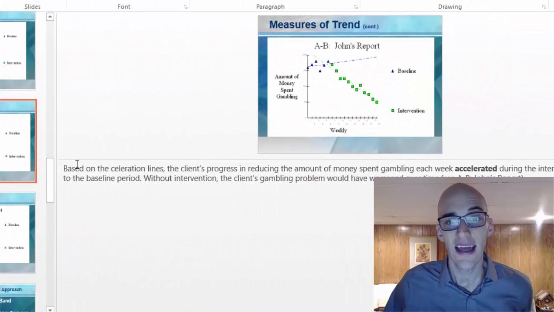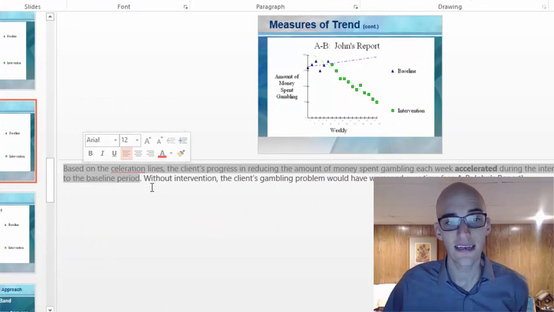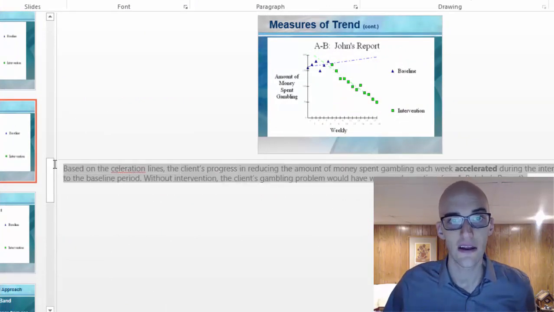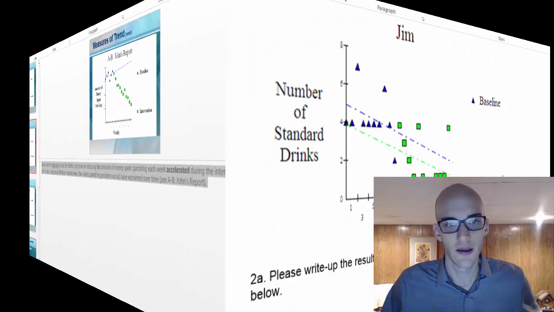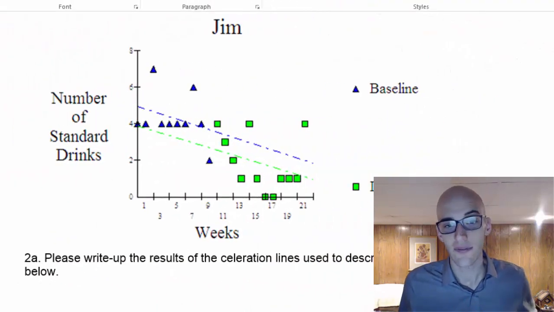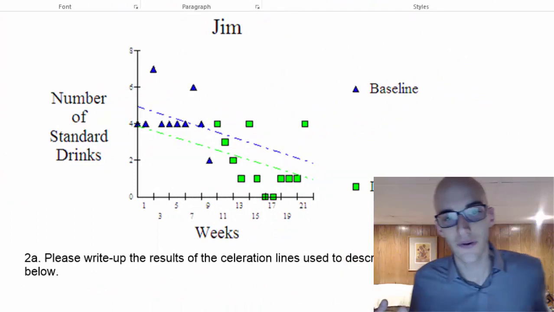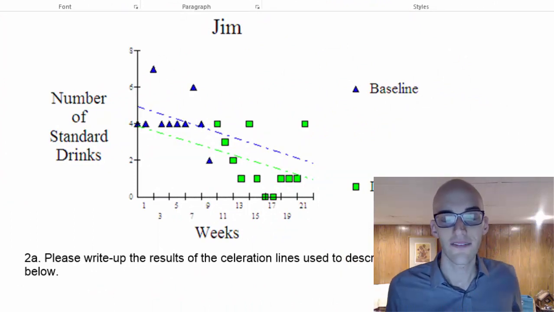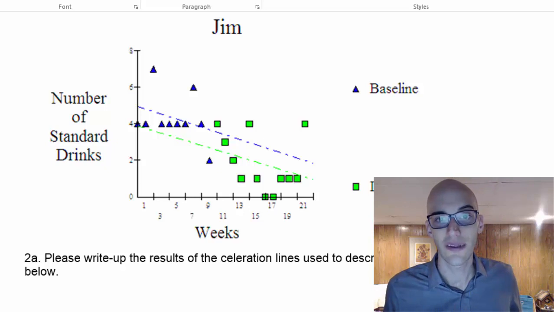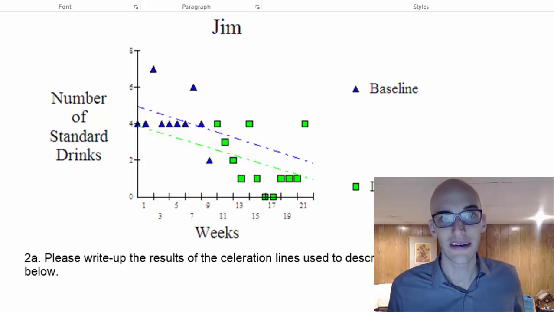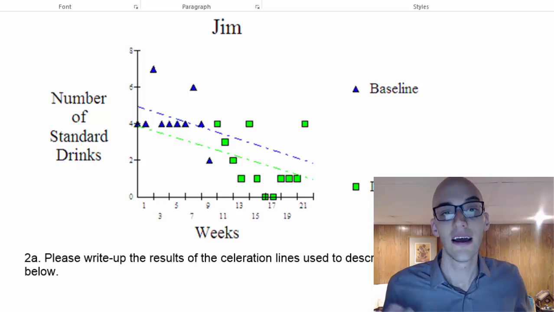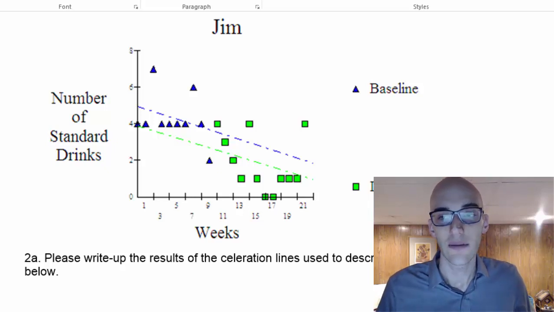So this will be helpful for you for the short assignment. Also in lecture 10, I have some write-ups of acceleration lines underneath the slides, so you can find these in the notes section. Hopefully that'll be helpful to you as well for this assignment, because the second question is to write up the results of the acceleration line. You could see for this one, during the intervention phase, this is similar to one that I showed from the acceleration lines in class, where there's an accelerated rate of reduction in Jim's drinking. So you could use that to help you write this one up.